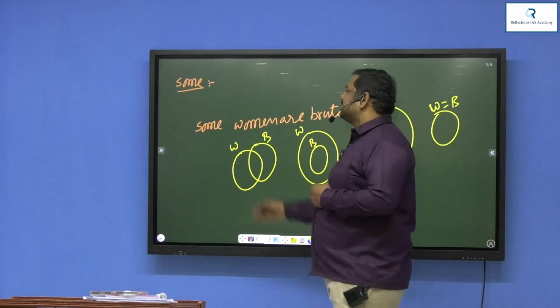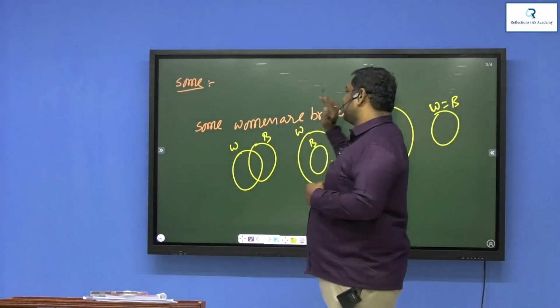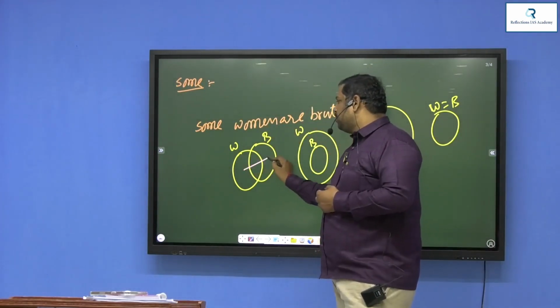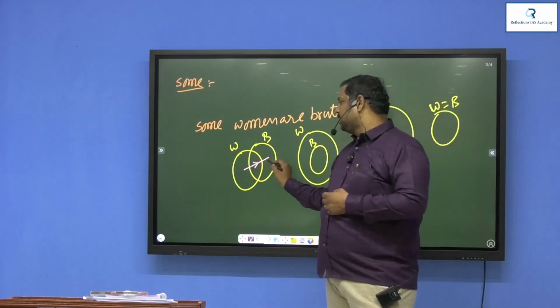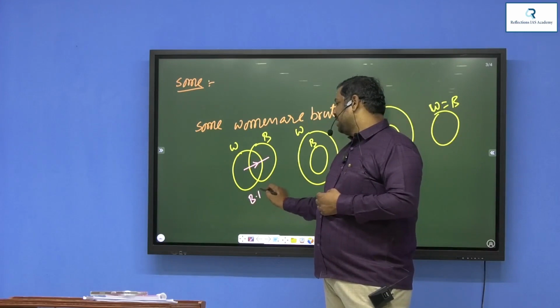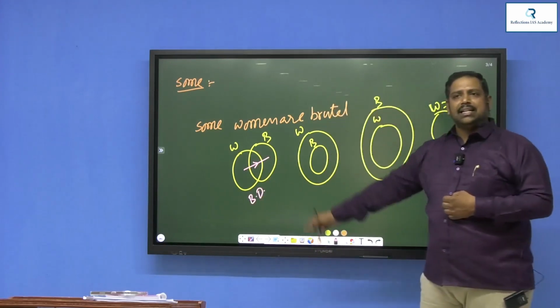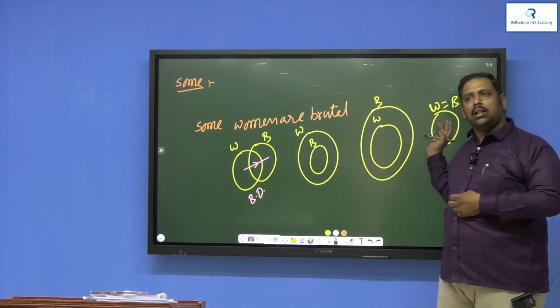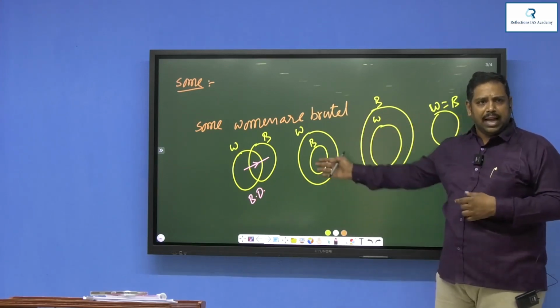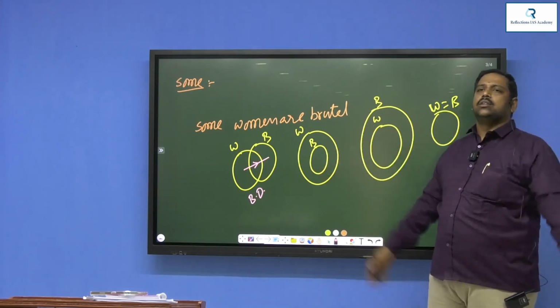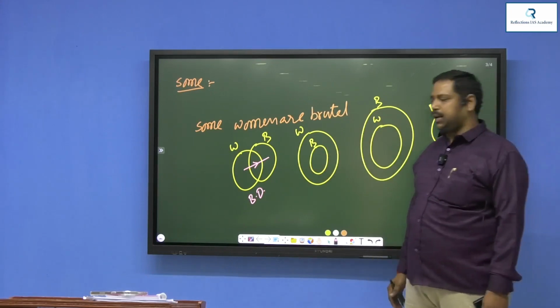Next one. Some women are brutal. For this, women and brutal have some relation. To express that, I am keeping an arrow like that and I will call it the basic diagram. All the remaining 3 are possible diagrams or alternate diagrams. Okay, good.